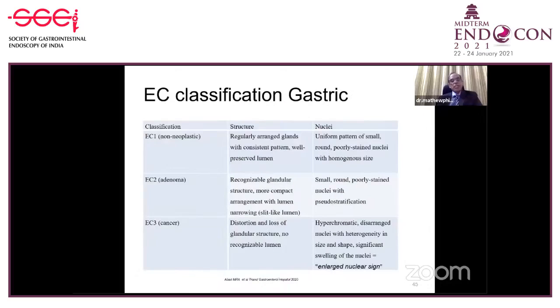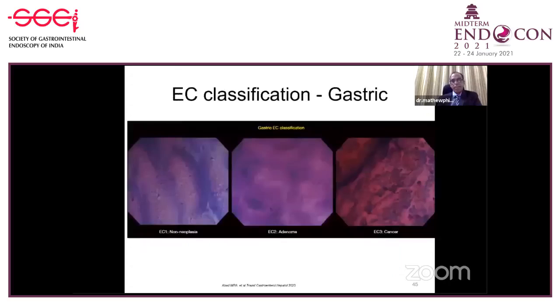The classification in the stomach is similar, that you do an EC classification. EC1 is non-neoplastic, and EC2 is probably a neoplasm but not malignant. EC3 is cancer. Next. A very important thing is that non-neoplastic looks like this, and when there is some evidence of neoplasm, it need not be malignant. There also you can see some thickening of the folds, but you can see a little bit increased nuclear material there.